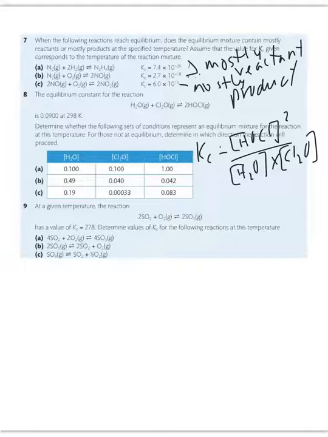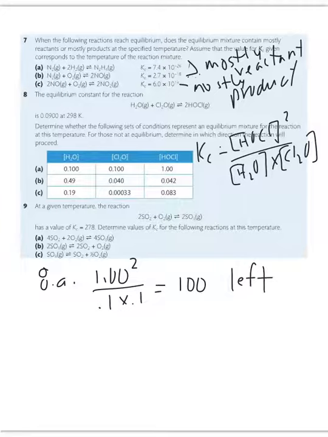So for 8A, I'll just do this down here so you can see. I'm going to take the HOCl concentration, which is 1. I'm going to square it. Then I'm going to go ahead and divide by 0.1 times 0.1. And when I do that, I come up with 100. So that is quite a bit more than the 0.090, which means I've got way more product than I would expect at equilibrium. So it would proceed left toward the reactants. So maybe I started with a lot of product and I'm coming at it from the reverse direction.